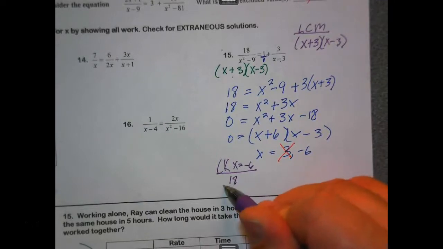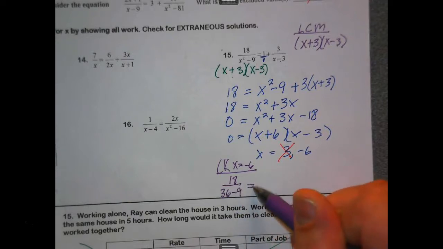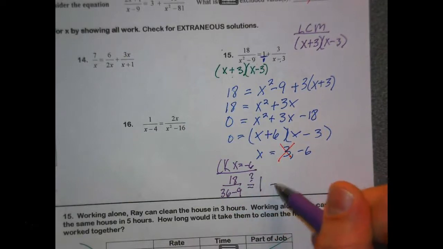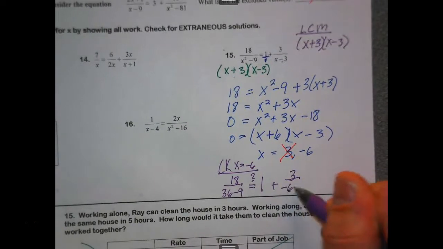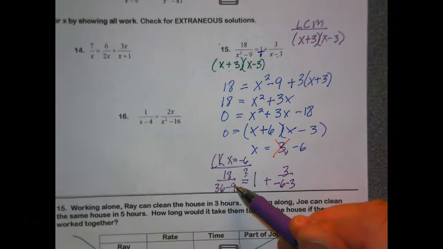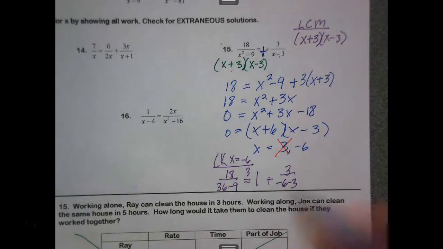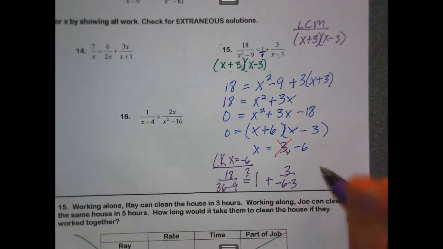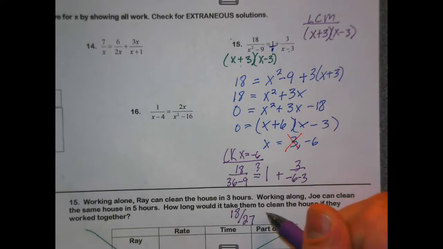See, 18 over negative 6 squared is 36 minus 9. Does that equal 1 plus 3 over negative 6 minus 3? Okay, let's see, that's 18 over 25? 24, 25, 27. How about 18 over 27? Which actually equals, 9 goes into 18 twice, 2/3.